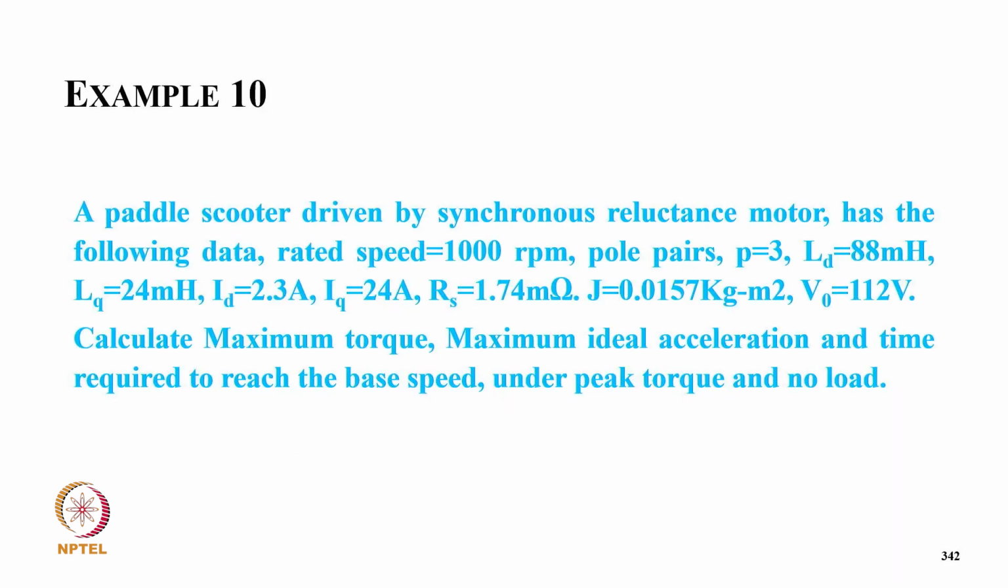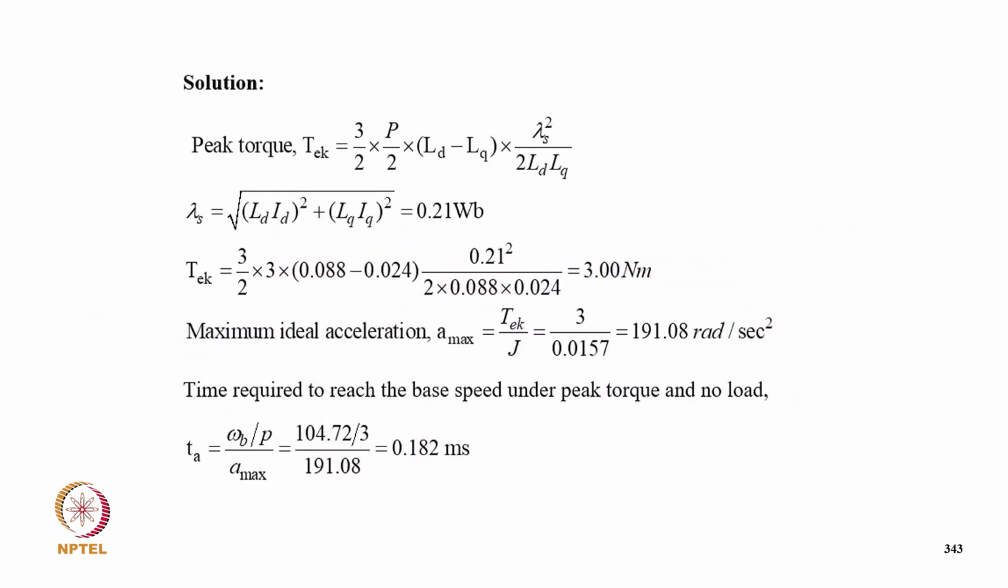Coming to example 10: a pedal scooter driven by a synchronous motor has the following data: rated speed 1000 rpm, pole pair 3, LD 88 millihenry, LQ equal to 24 millihenry, ID equal to 2.3, RS equal to 1.74 millihenry, J equal to 0.15 kg meter square, V0 equal to 112. Calculate the maximum torque, maximum acceleration, and the time required to reach the base speed under the peak torque and no load.